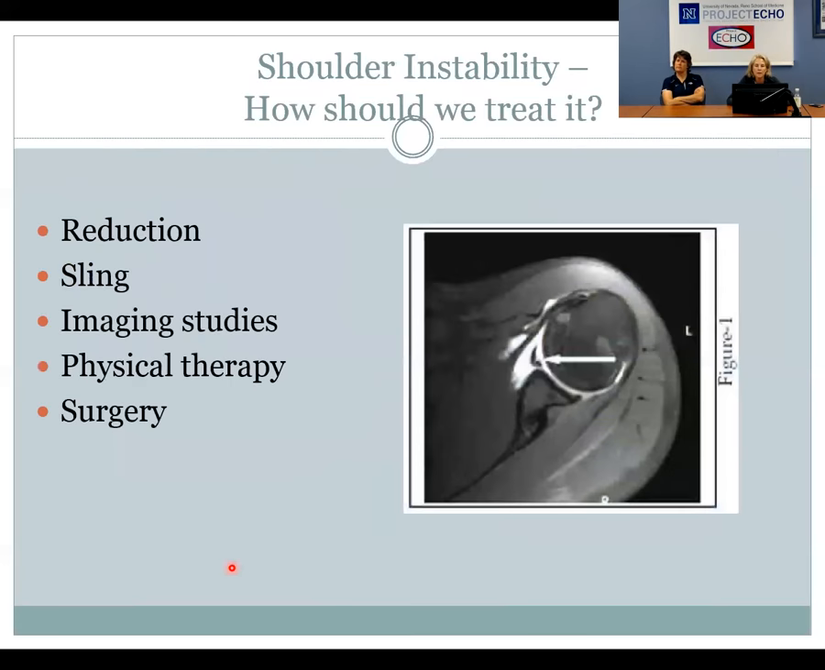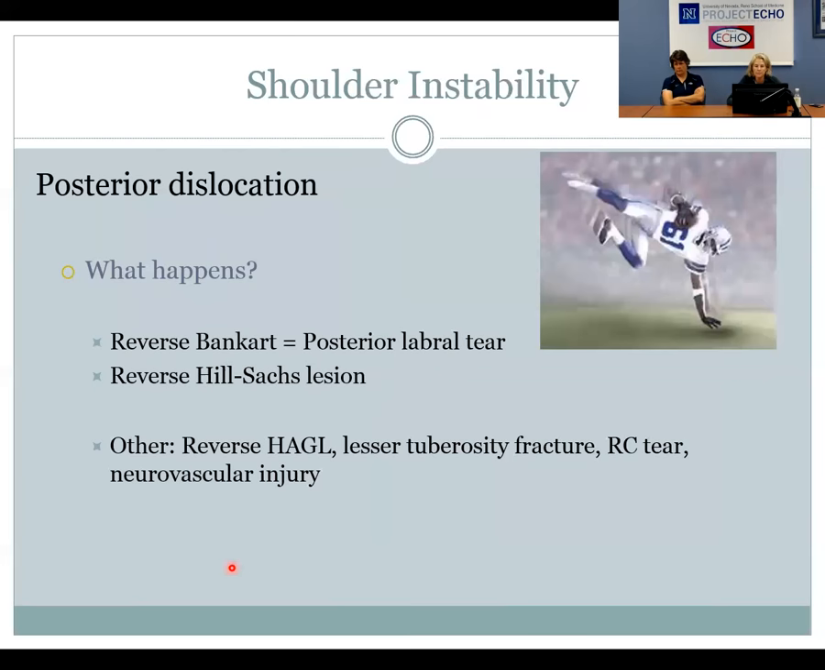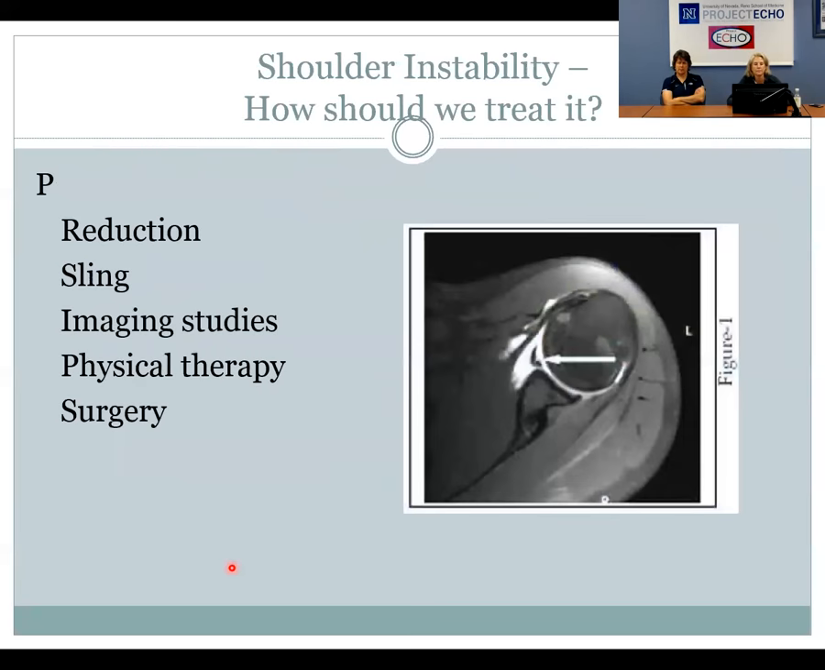And in these athletes, we have sometimes a rotator cuff tear, usually a posterior labral tear, and what's called a reverse Hill-Sachs lesion, where the bony deficit or divot is in the front of the humeral head, not the back, because of the pattern of instability. So what happens? The shoulder should get reduced as quickly as possible and as safely as possible. The patient is usually put in a sling for comfort for a week plus.